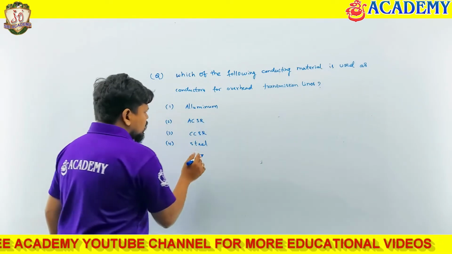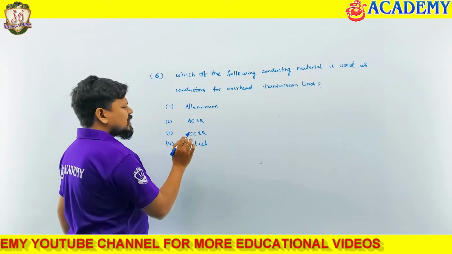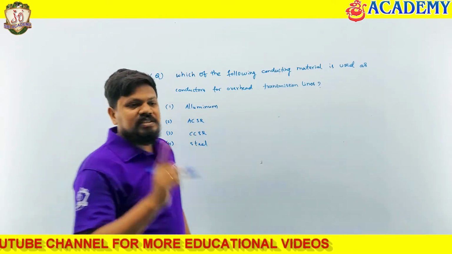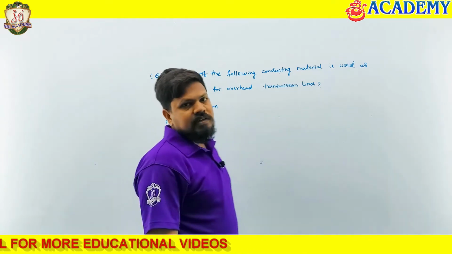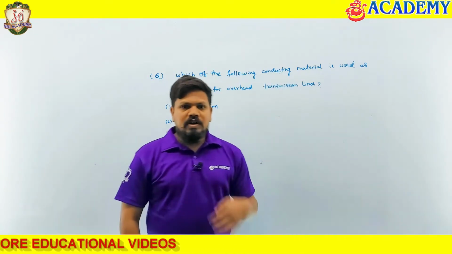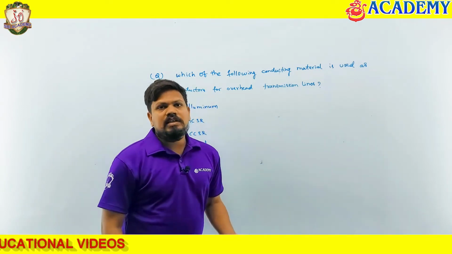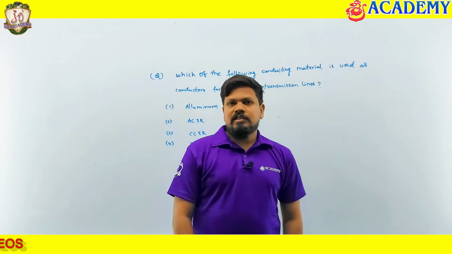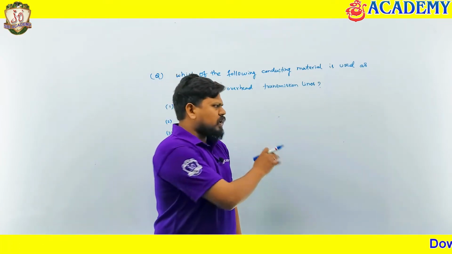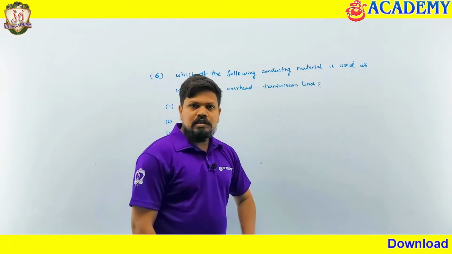Aluminum, ACSR, CCSR and steel. Within 1 second we can solve this one. That is ACSR conductors. Directly we can answer, there is no problem. But from this question what more we can understand? What are the different types of conductors there in the transmission lines? We will see just within 1 or 2 minutes, and we'll understand all the concepts also.